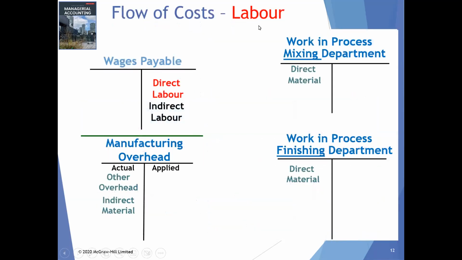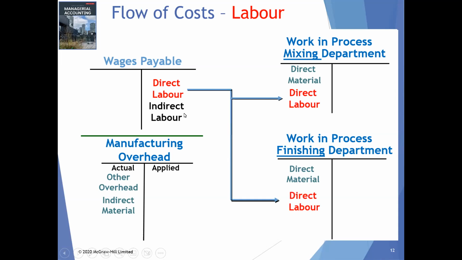Now, if we talk about labor, wages payable, we have here direct labor or indirect labor. Exactly the same thing that we did for the material, the same thing that we are implementing for the labor as well. So some of the labor will be used, right? Maybe 5 or 10 employees are used for this department, and 10 or 20 employees are used for the other department, maybe the finishing department, right?